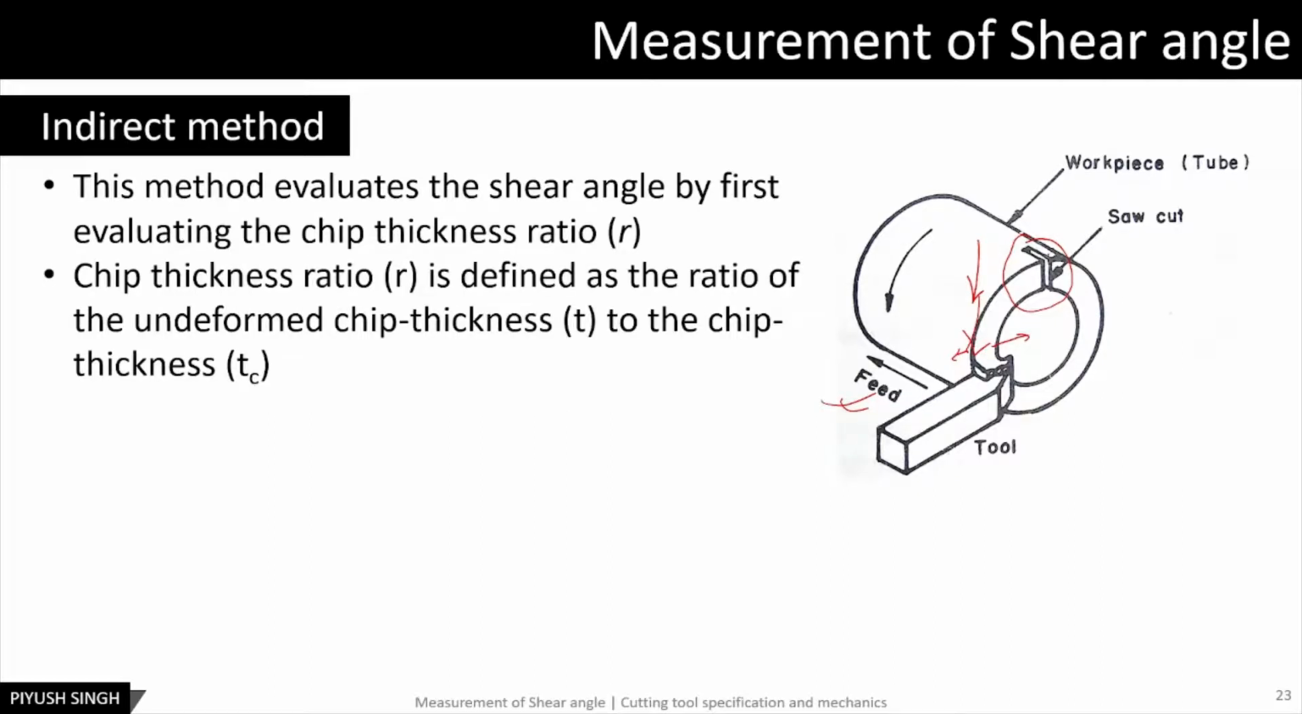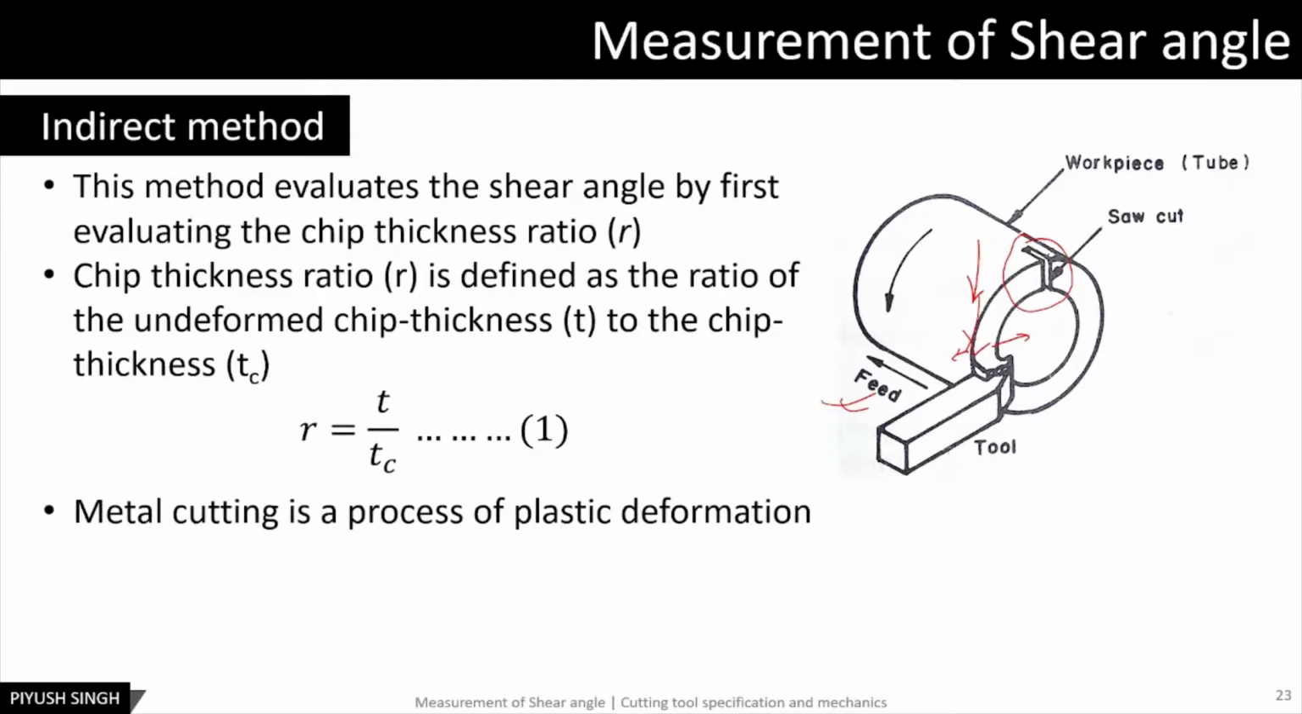Now chip thickness ratio is defined as a ratio of the undeformed chip thickness, that is the uncut chip thickness, to the chip thickness. So it becomes r equals t upon tc. t is the uncut chip thickness and tc is the chip thickness.